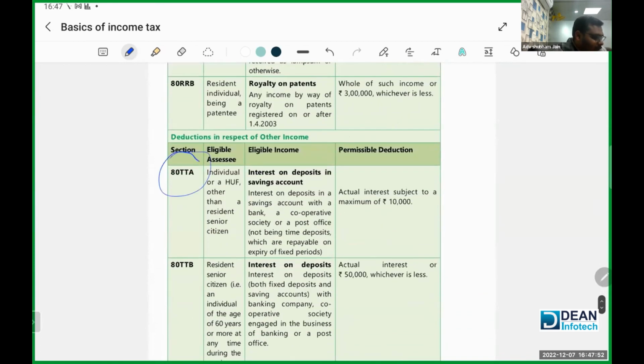80TTA is an important deduction of interest earned from a savings bank account. If you are earning bank interest up to rupees 10,000 in a particular financial year, you can claim a deduction of 80TTA under this section of rupees 10,000. Like if you're earning 15,000 rupees, you can get 80TTA of 10,000 rupees. Only 5,000 will be taxable.